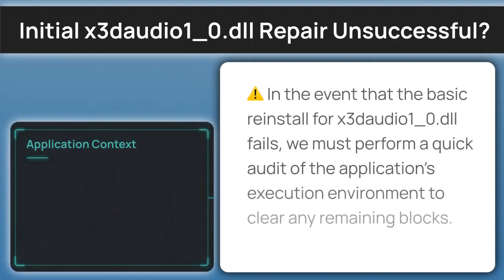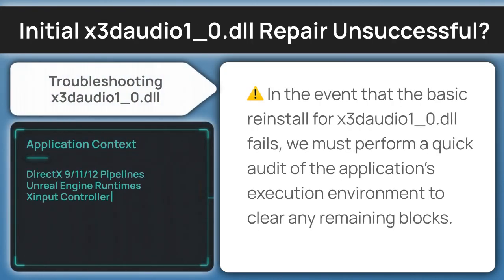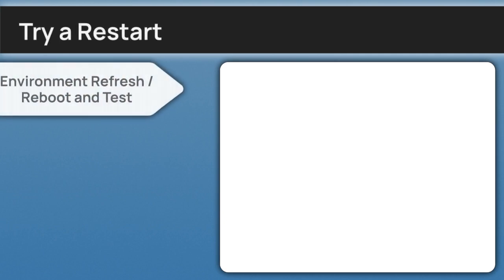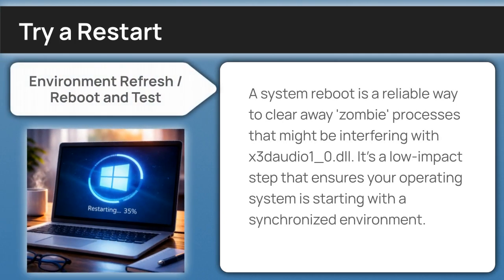When a standard software refresh isn't enough, we need to bypass the automated installers and look at manual system state resets. A full system restart ensures that no background processes are currently locking the X3D Audio 10 file. A fresh boot allows Windows to reinitialize its library map from a clean state.